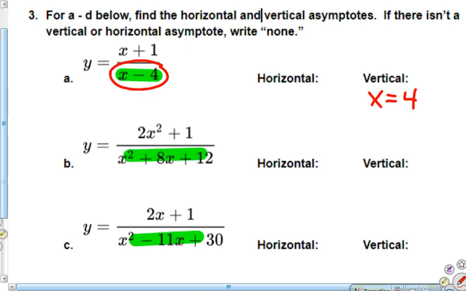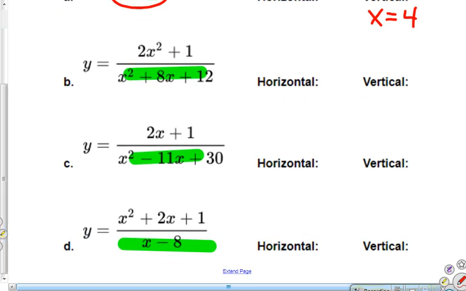B looks a little more complicated. C looks a little more complicated. D looks pretty easy. How do you make x minus 8 turn into 0? X equals 8. So we have 2 of the 8 asymptotes ready to go, right? Let's look at the others.